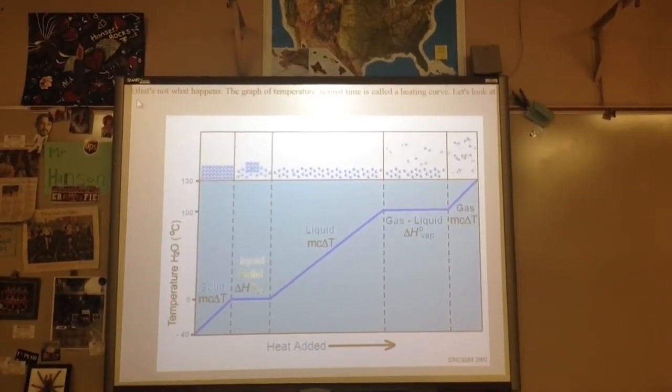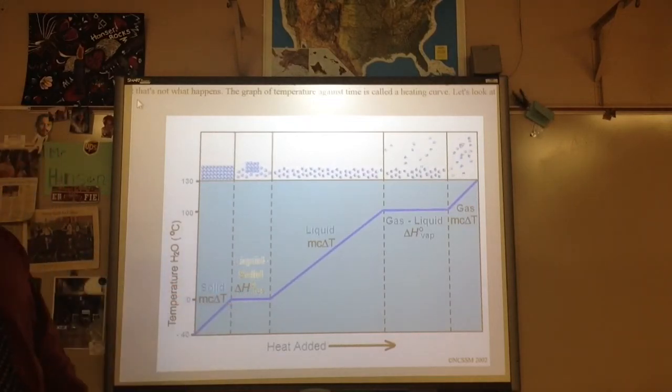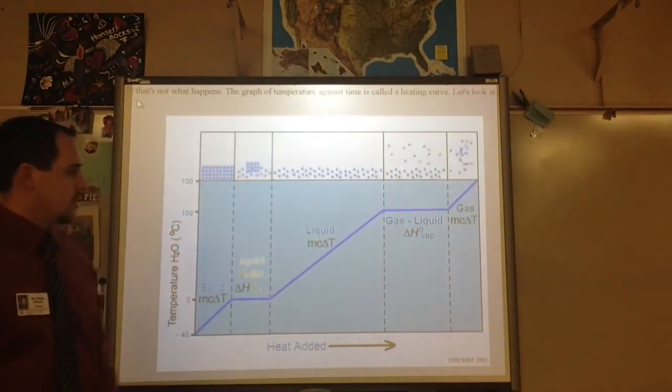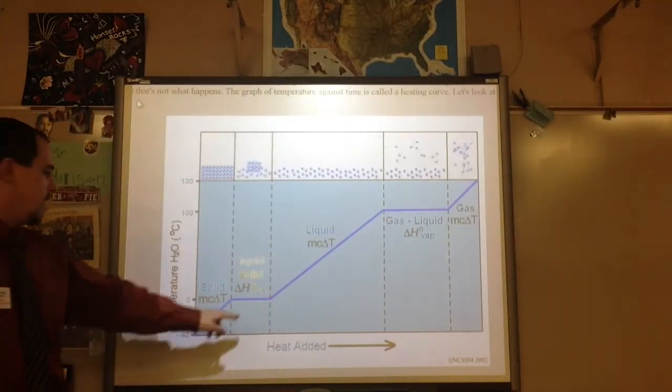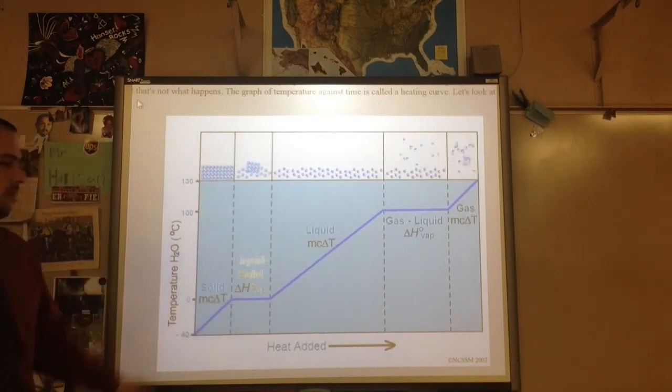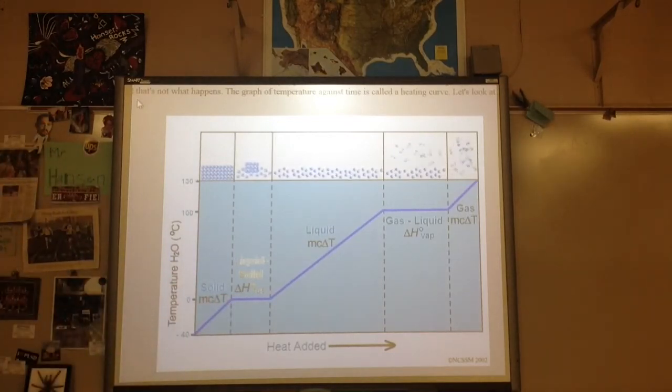Now we're looking at another heating curve. And I would ask you, is this water or is this another material? And the way that you would identify that is by the temperature at which it melts and boils. So if you line up the y-axis with its melting point and the y-axis with its boiling point, you find this material boils at 100 degrees Celsius and it melts at 0 degrees Celsius. So again, we are looking at the heating curve for water.